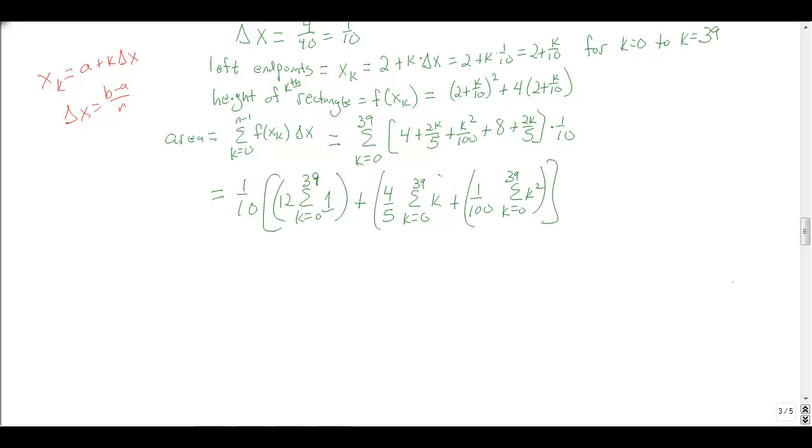There's my k squareds, there's my k's. So I end up with 1/10 times, let's see, 12, and there's 40 terms. So I get 12 times 40 plus 4/5 times the 39 times 39 plus 1 is 40 over 2, plus 1 over 100 times, let's see, the squareds is n times n plus 1 times 2n plus 1. 2n is 78, so I multiply by 79, all over 6.